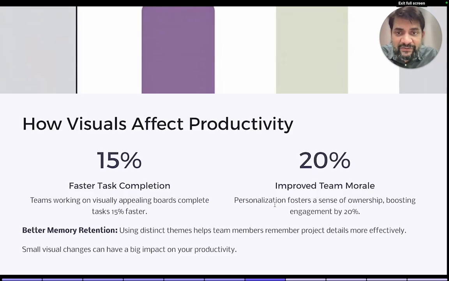So how do visuals affect productivity? 15% faster task completion. Teams working on visually appealing boards complete tasks 15% faster. 20% improved team morale. Personalization fosters a sense of ownership, boosting engagement by 20%. Using distinct themes helps team members remember project details more effectively. Some small visual changes can have a big impact on your productivity.